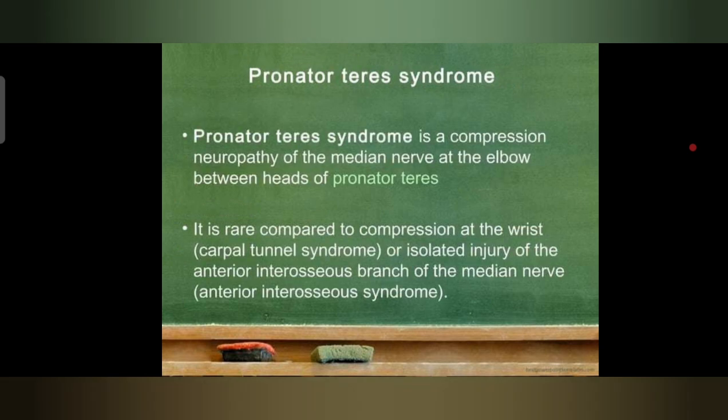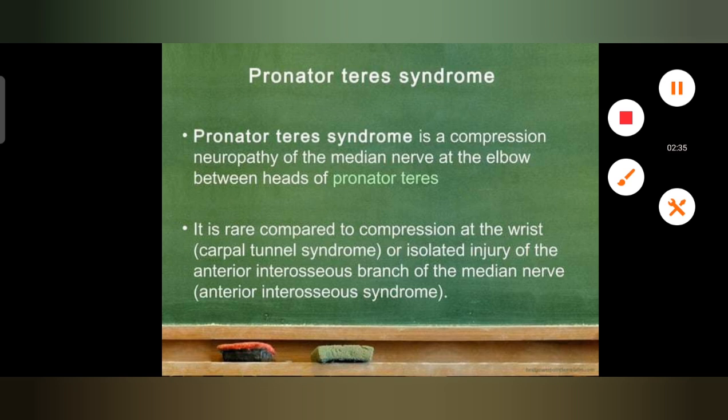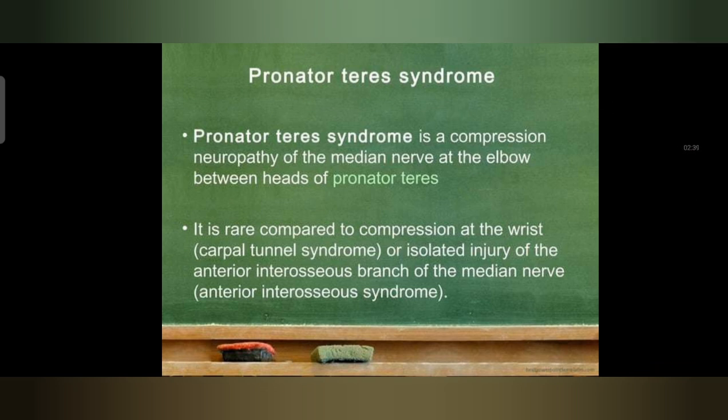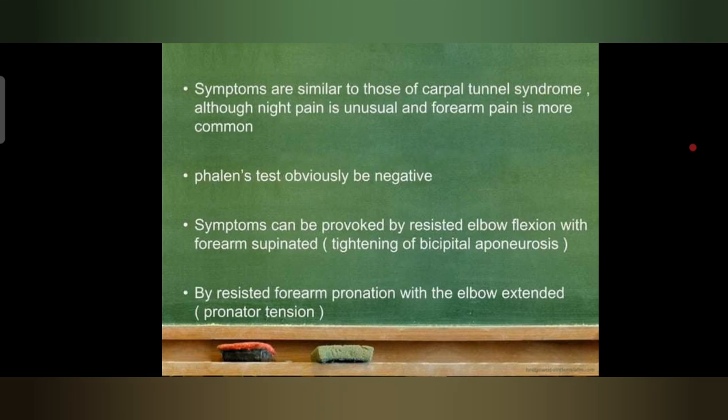The next syndrome is pronator teres syndrome. Pronator teres syndrome is a compression neuropathy of the median nerve at the elbow between the heads of the pronator teres. It is rare compared to carpal tunnel syndrome or isolated injury of the anterior interosseous nerve. Symptoms are similar to carpal tunnel syndrome, although night pain is unusual and forearm pain is more common.